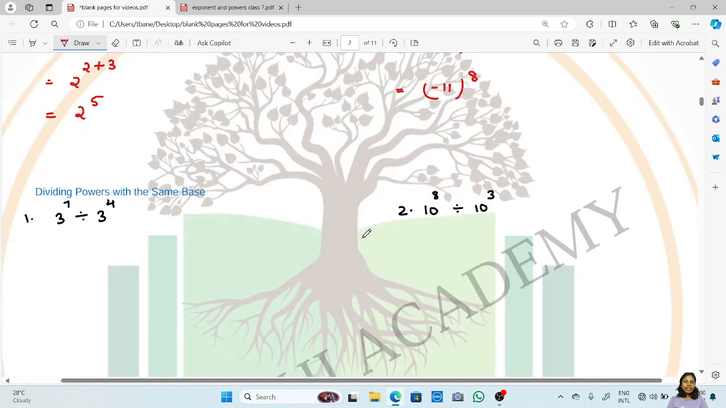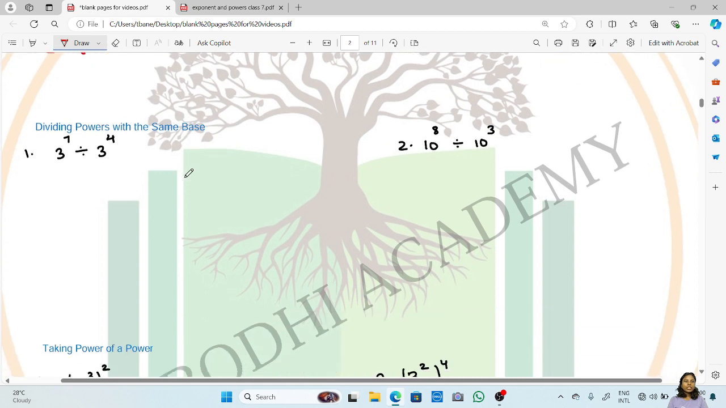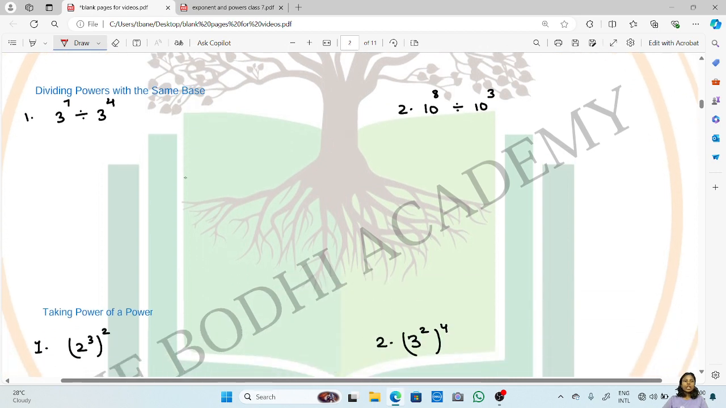Now let's go ahead and look at dividing powers with same base. So now in case of multiplication we were adding. Now when we are dividing the powers with same base, what we will do is subtraction. Same formula we'll use: A raised to M divided by A raised to N. We'll write the formula first. So it will be A raised to M minus N.